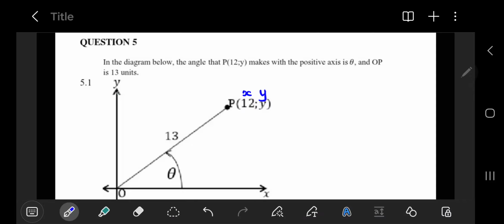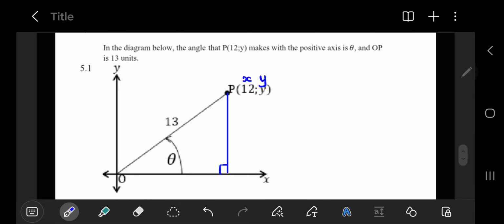What we need to do is create a triangle out of this. So I'm going to take this point P and I'm just going to drop it straight down to create a right angle triangle. Now what's important here is that the x value or the x coordinate represents your horizontal distance. So this horizontal distance, the horizontal side of the triangle, would be 12. Your y coordinate represents your vertical distance on the triangle. And here we can see that the hypotenuse given is 13 units, which they're calling OP. We also have this angle theta.